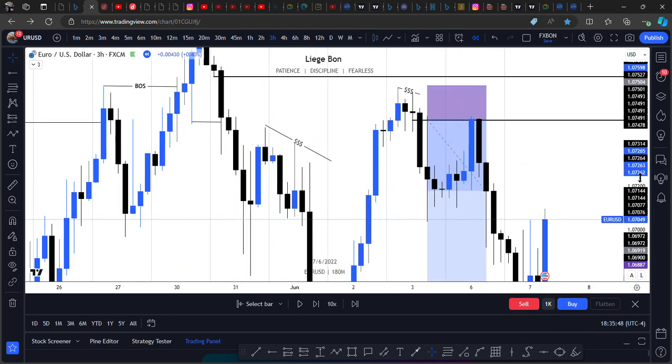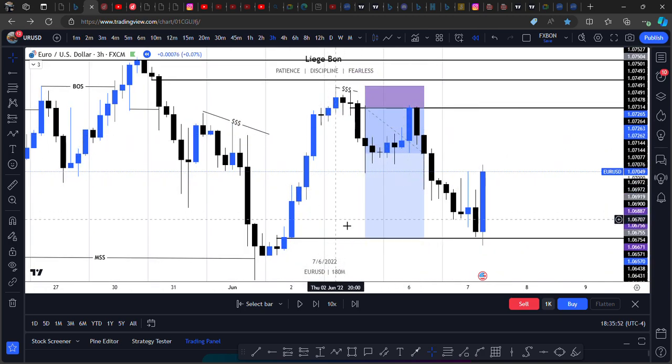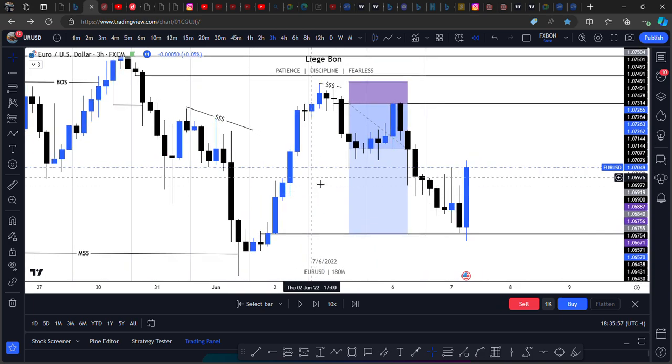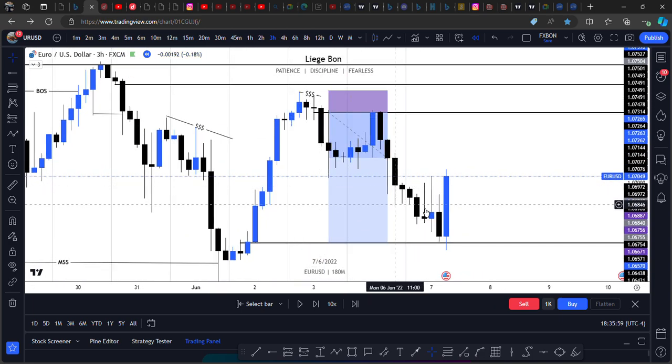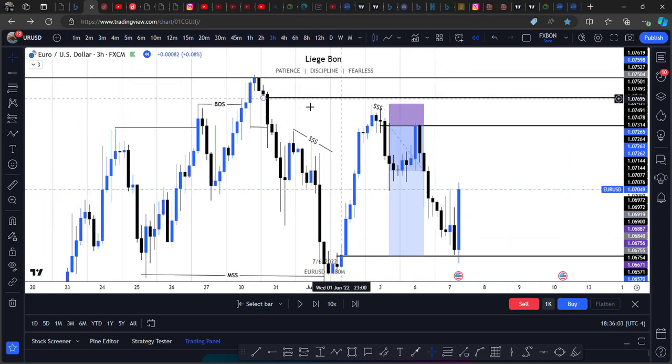Now, when I see something like this, I am going to close all of my positions on this shift in price delivery. The reason why is because the market is fractal. I mean, anything can happen and we can get a pullback to this unmitigated order block.